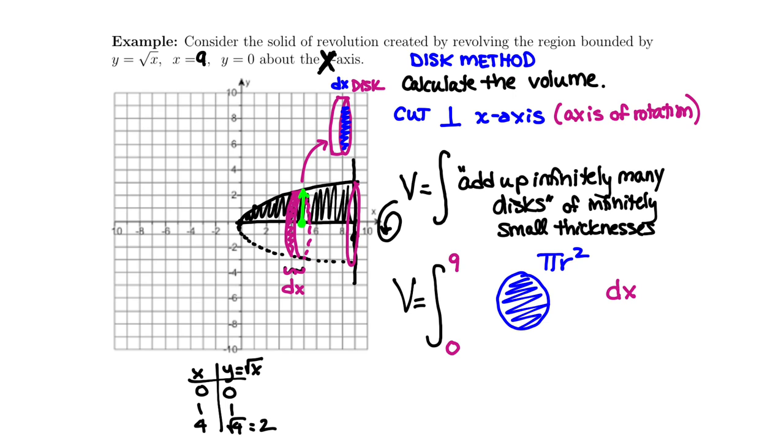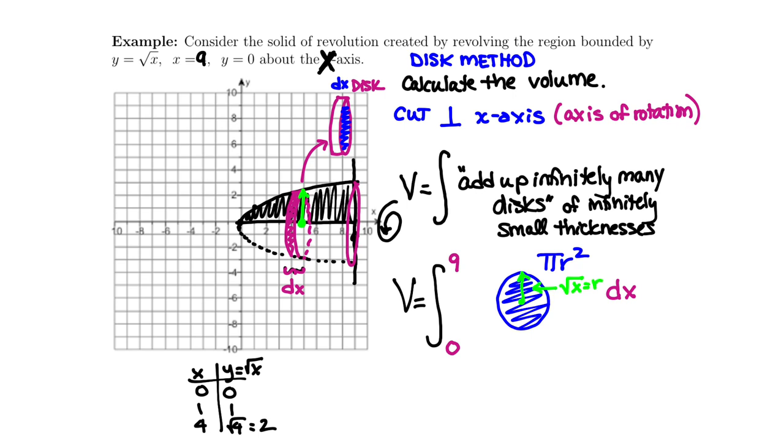Yes, Alex. Does that mean our radius is root x? Yes, it is. So our radius, and remember, it's a distance. So it is a distance from this function to this function. So it's square root of x minus 0, which is square root of x. Correct. So our radius for this problem is just going to be square root of x.